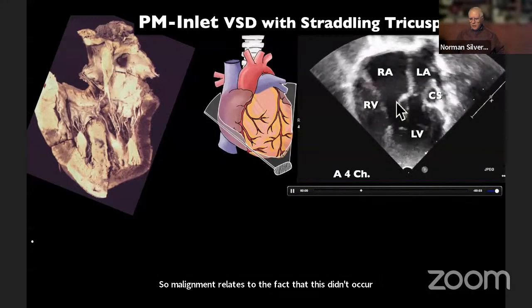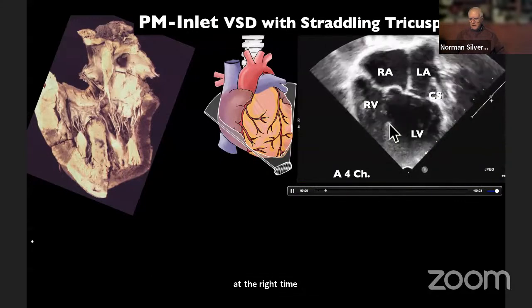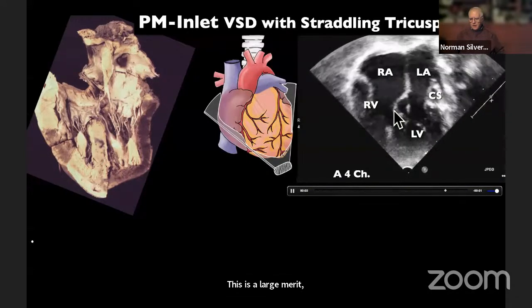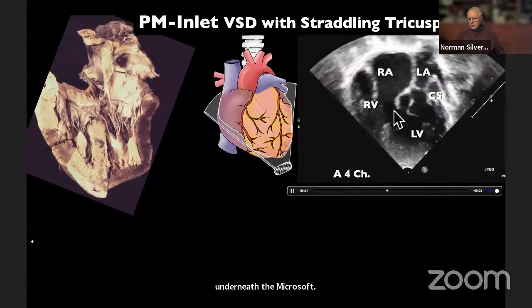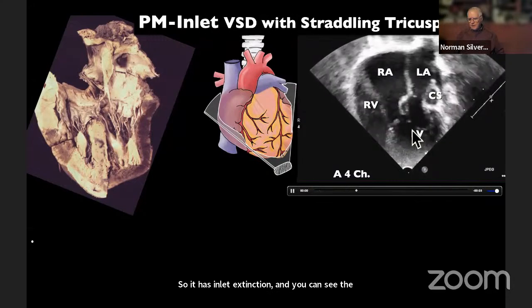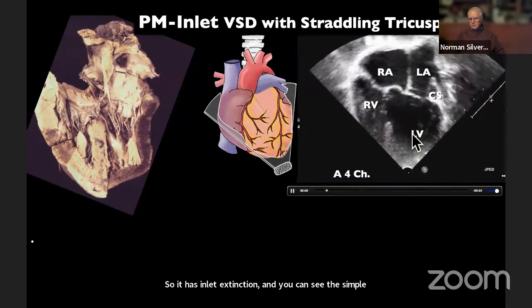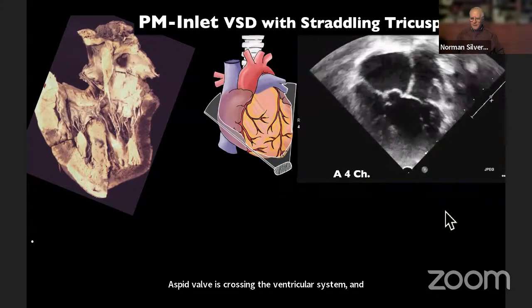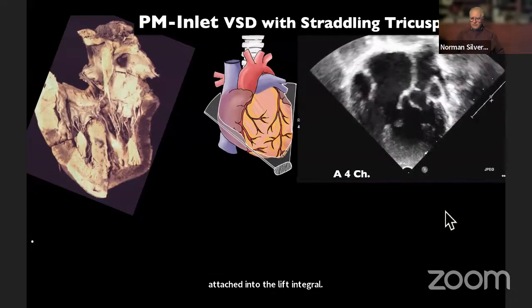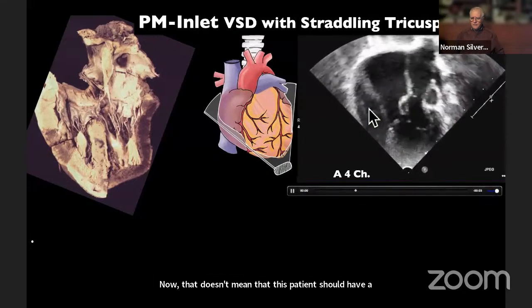This is a large perimembranous defect extending underneath the mitral and tricuspid valve, so it has inlet extension. And you can see the septal leaflet of the tricuspid valve is crossing the ventricular septum and attached into the left ventricle.